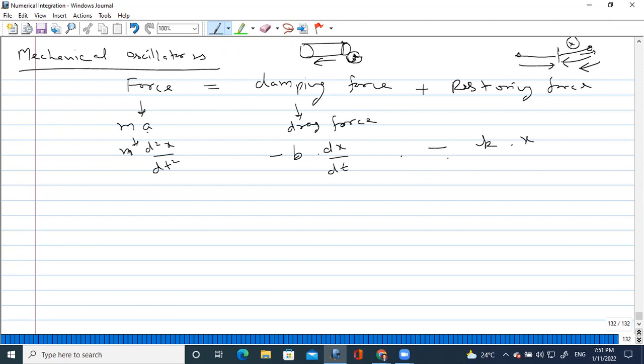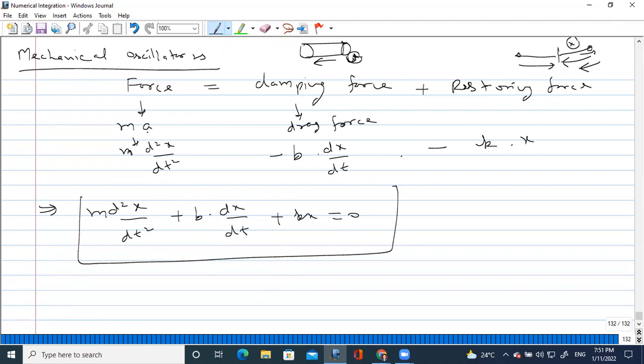So if I make an equation from these force combinations, this will become m d2x over dt square plus b into dx by dt plus kx is equal to 0. So this equation has become a second order differential equation. Okay, so it can be solved with the same method.